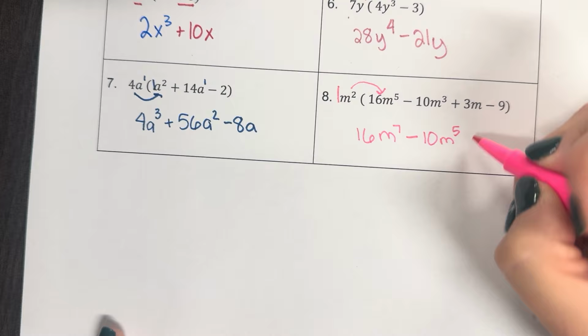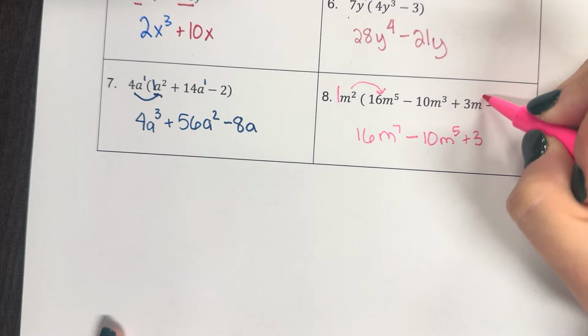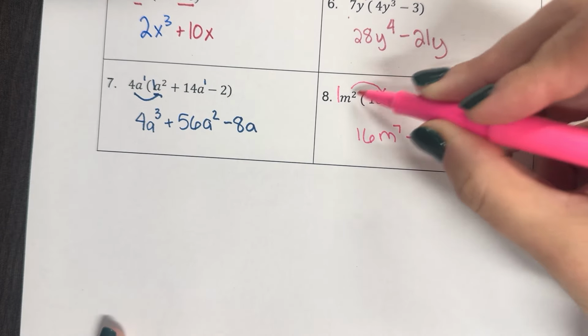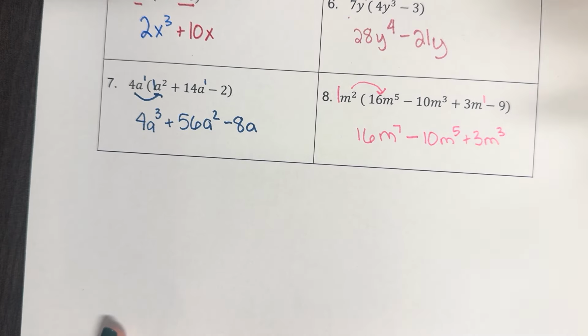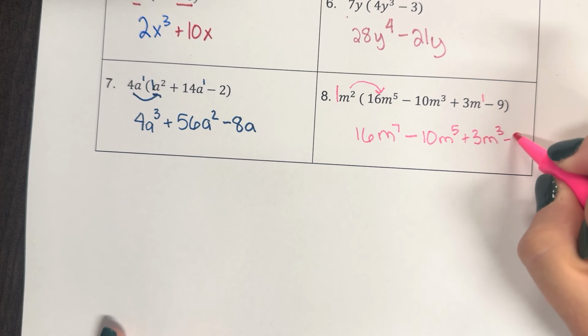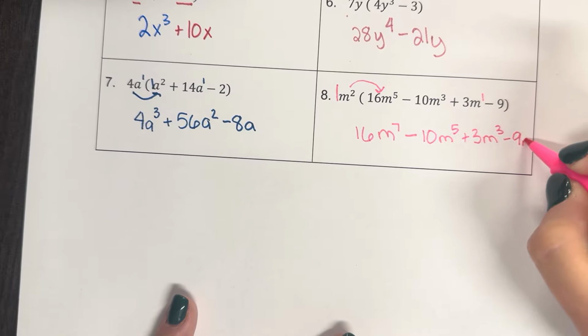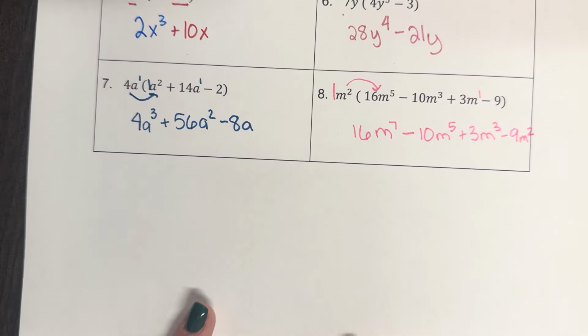And I go to the next piece. 1 times positive 3 is positive 3. I add the exponents. 2 plus 1 gives me 3. 1 times negative 9 is negative 9. M squared.